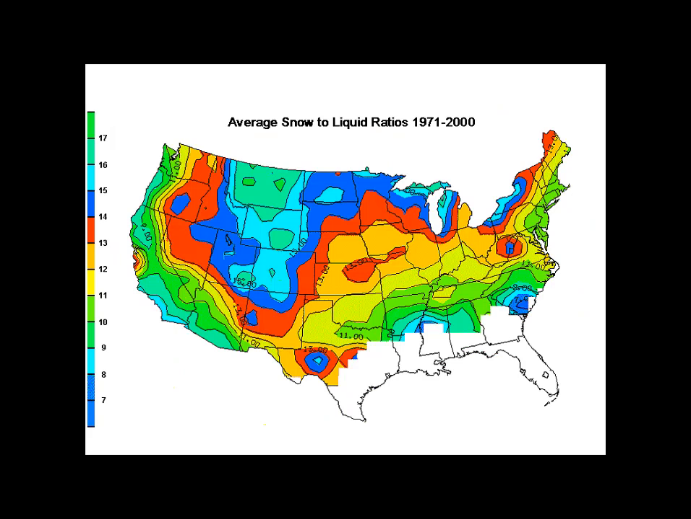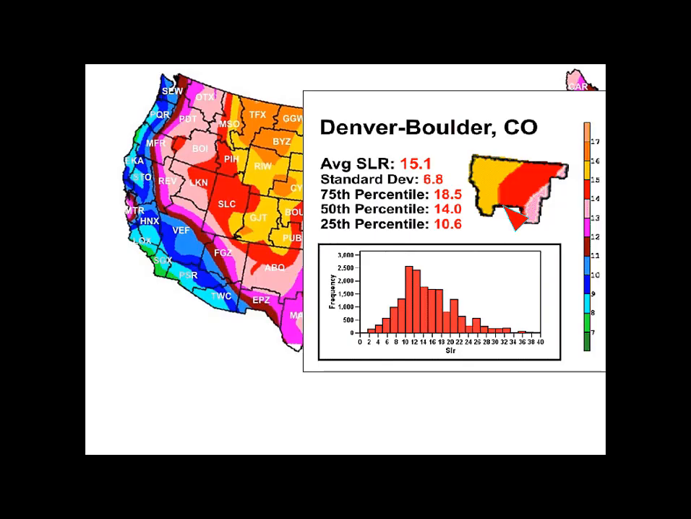Here's the average snow to liquid water ratios from 1971 to 2000. This is a study done by Marty Baxter of St. Louis University, and you can see the variability across the U.S., the higher snow to liquid water ratios as you'd expect in the Rocky Mountain region here, as well as associated with lake effect snow here downwind of the Great Lakes.